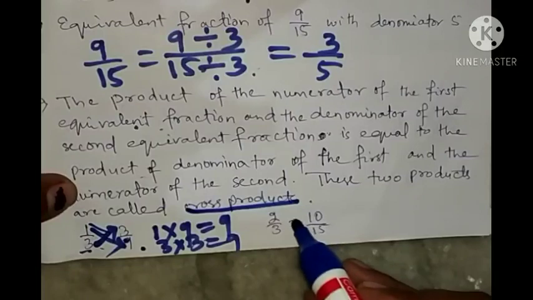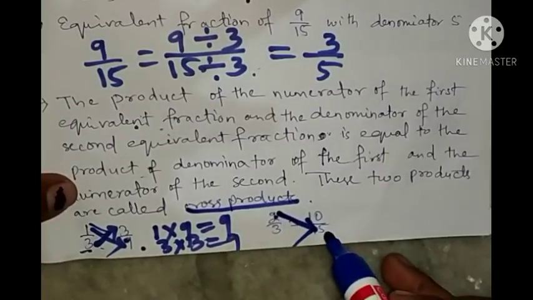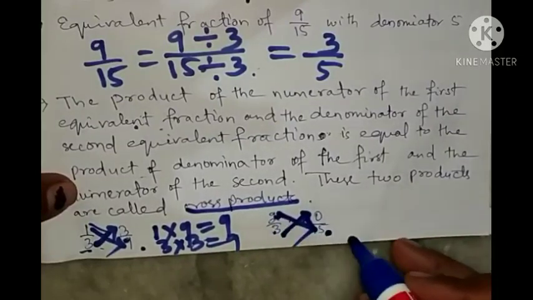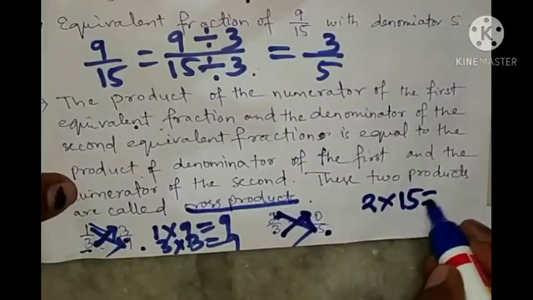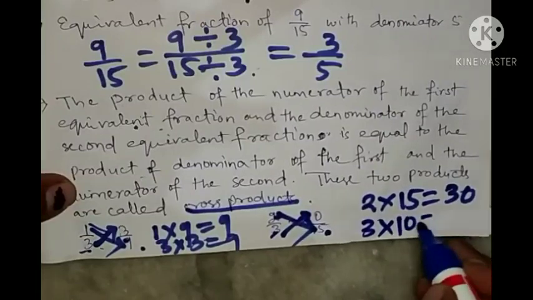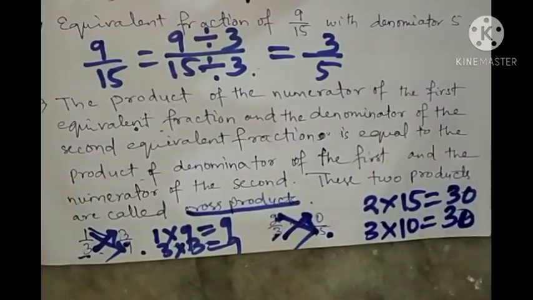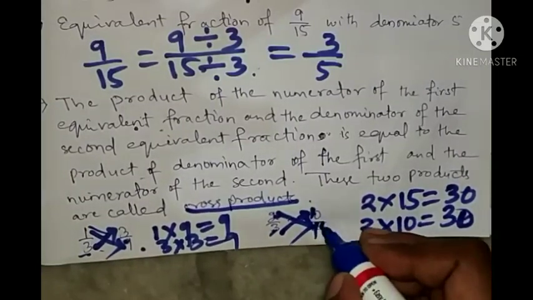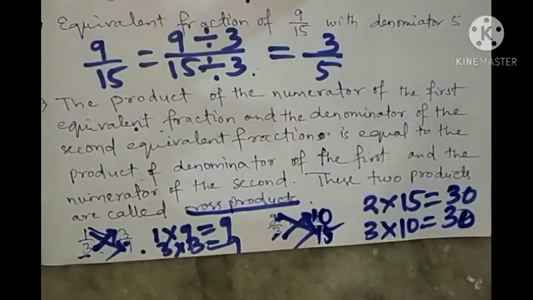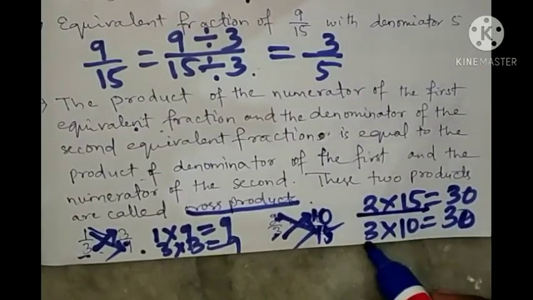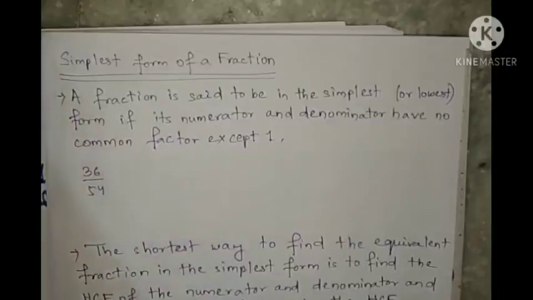Here is one example. You will do the cross product: first numerator by second denominator, first denominator by second numerator. What are you getting? 2 into 15 equals how much? 30. Then 3 into 10 equals how much? 30. Like this you can find out. Okay. I am writing again. So these are known as what? Cross products. 2 into 15, 3 into 10. This is the cross product in equivalent fractions.